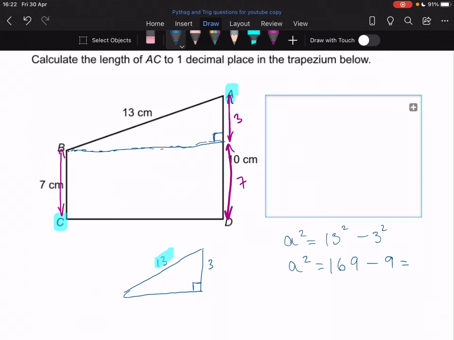So a squared is equal to 169 take away 9. If need be, we use our calculators.